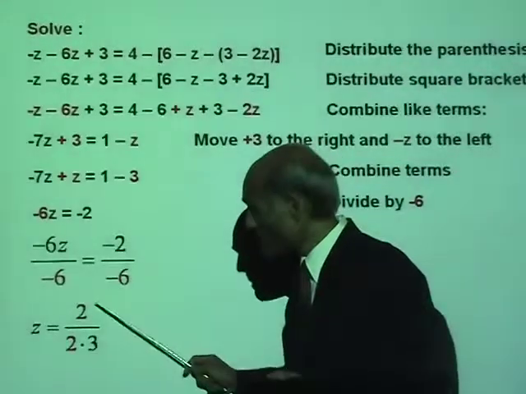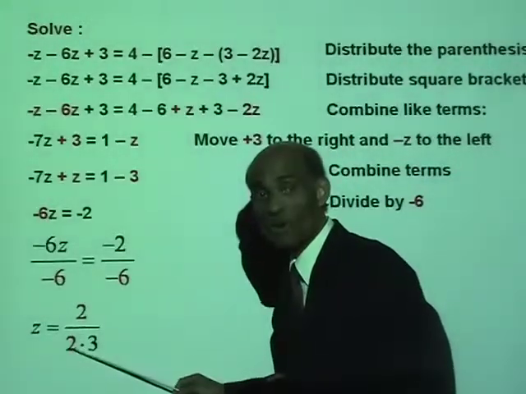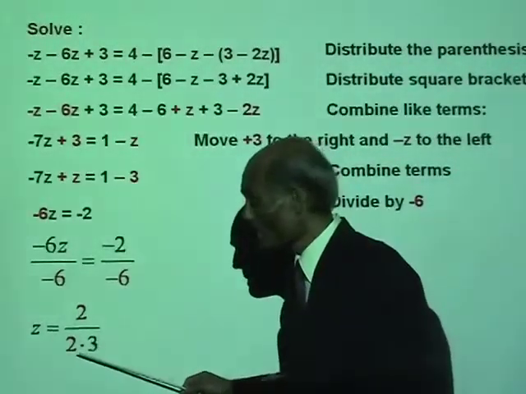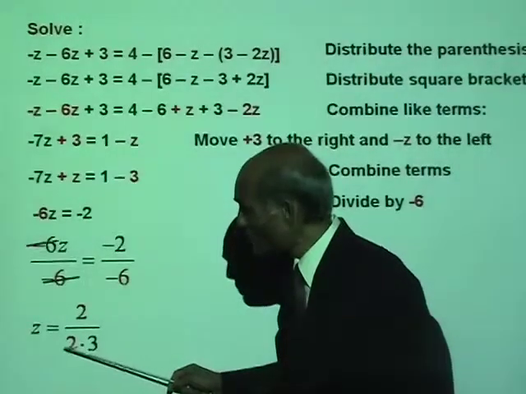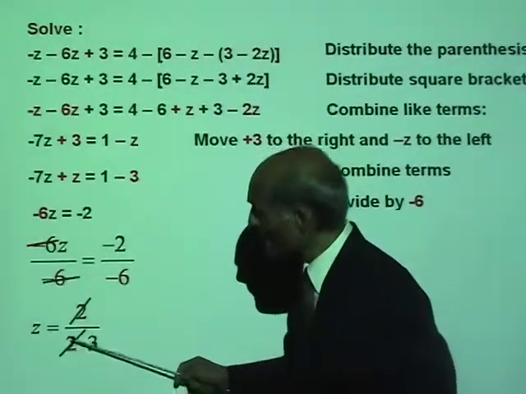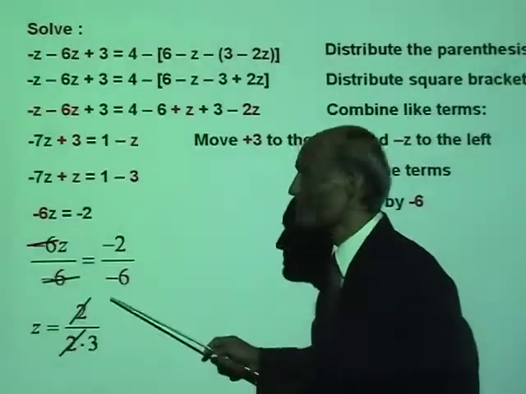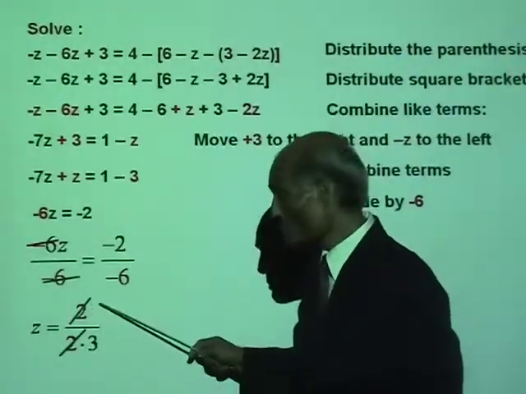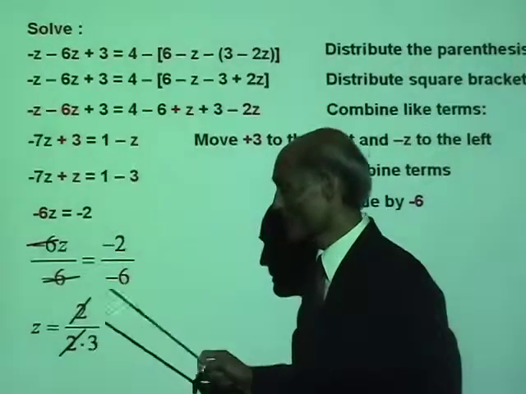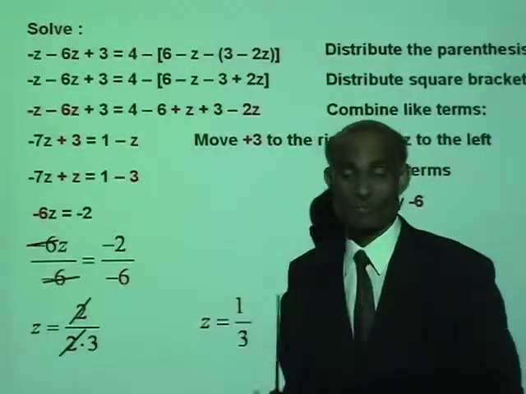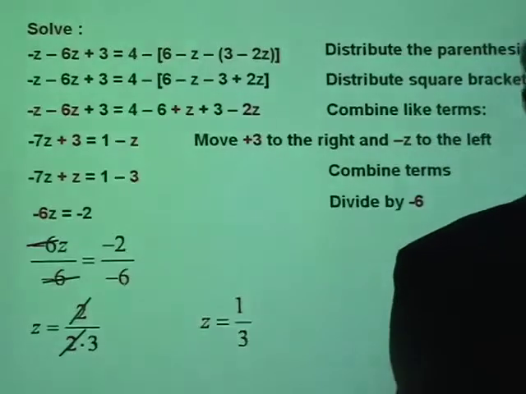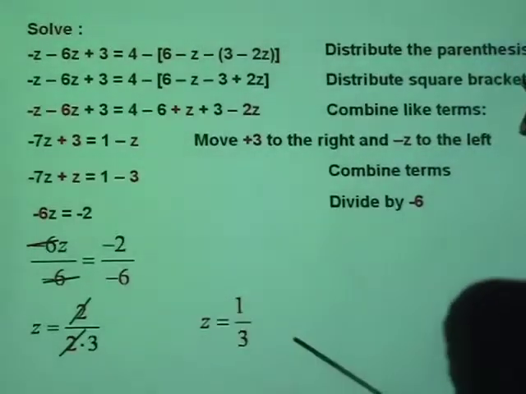And 2 divided by 6, I wrote as 2 over 2 times 3, so that I can cancel this 2 and this 2. We get z equal to, what is the answer? The numerator is 1, the denominator is 3. We get z equal to 1/3 as the result.